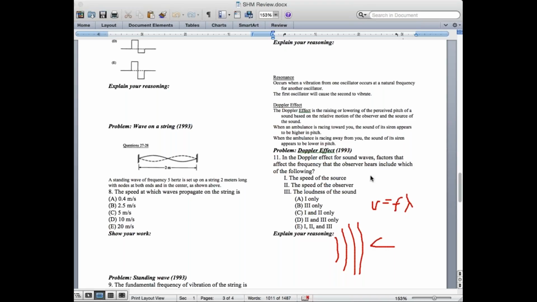So in the Doppler effect for sound waves, factors that affect the frequency of the observer include the following: the speed of the source, the speed of the observer, the loudness of the sound. Notice nowhere in here do we realize that amplitude affects this. Amplitude, once again, does not affect the frequency. The speed of the source would affect it. The speed of the observer would affect it. So yes, only those two. The amplitude does not matter at all. We get correct answer of C.